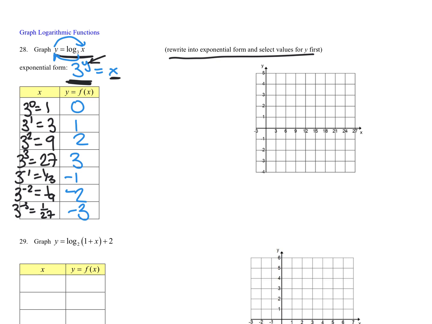Okay, so logarithmic functions and exponential functions are inverses of each other. So you're going to see that this graph is the inverse of 3 to the x power, and they would actually reflect over the line y equals x if we graph them on the same plane.